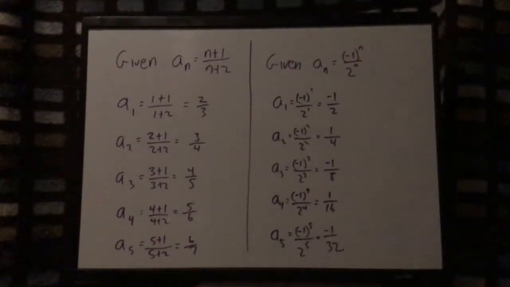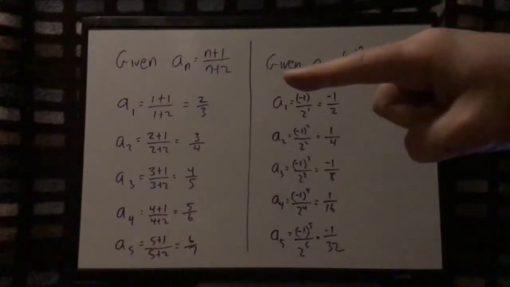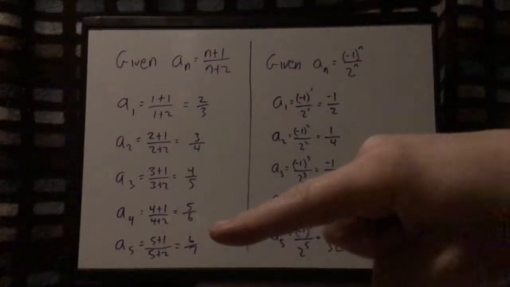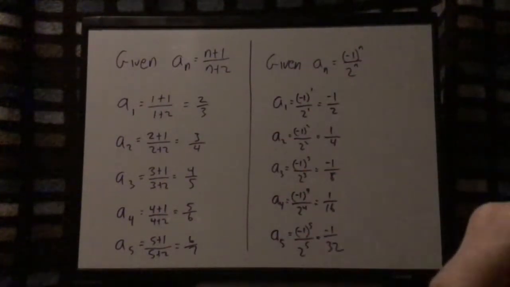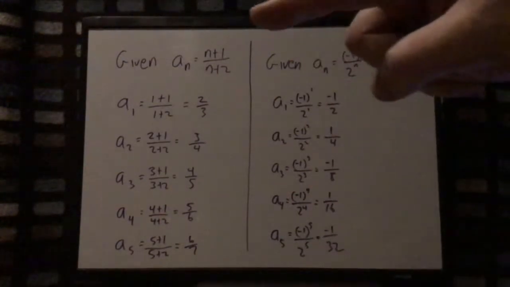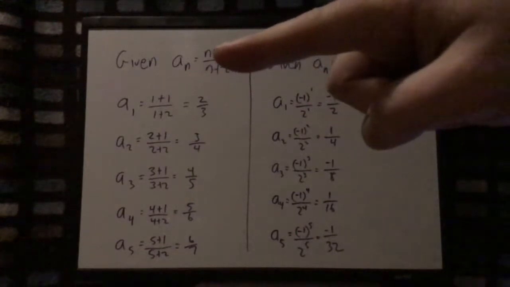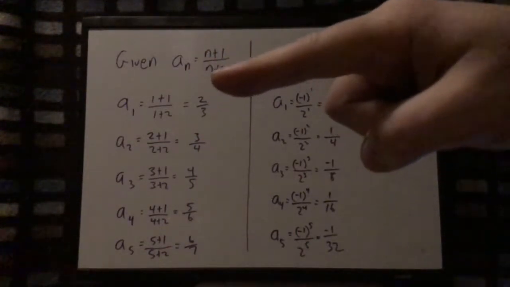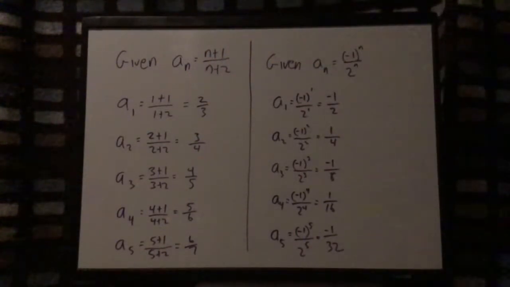Say I want the 100th member of the sequence. I'm only up to member 5. There's 6, 7, 8, 9, on and on and on. If I wanted the 100th member, I wouldn't have to calculate the ones in between. I could just go to this formula and go, well, if I want the 100th member, I would get 101 over 102. All right?